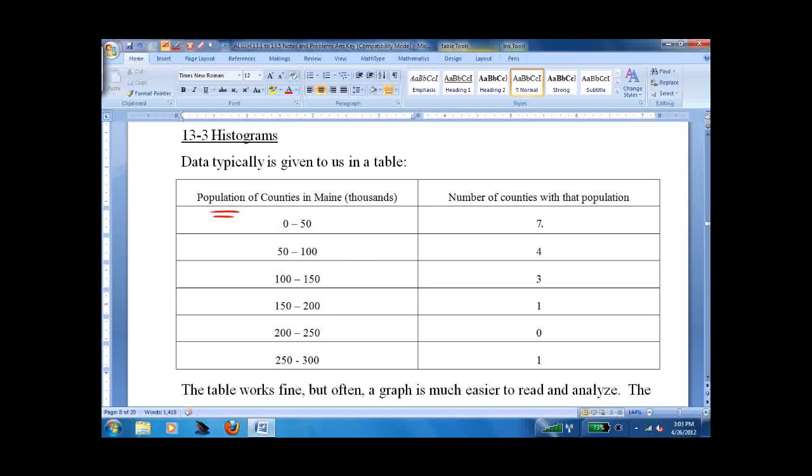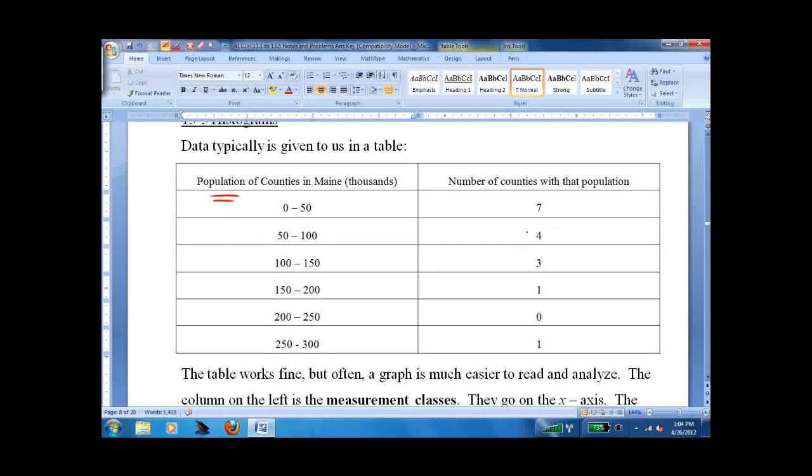It's saying that there are 7 counties in Maine that have between 0 and 50,000 people. It's relatively small if you don't know that. There are 4 counties in Maine that have between 50 and 100,000 people. That's not too unreasonable. Depends on how big the county is. 3 between 100 and 150, and so on. 0 between 200 and 250. And then 1 all the way up here at the end with 250 to 300,000 people. So that's probably got the biggest city in the state and a big chunk of people. So that's one way to look at data.